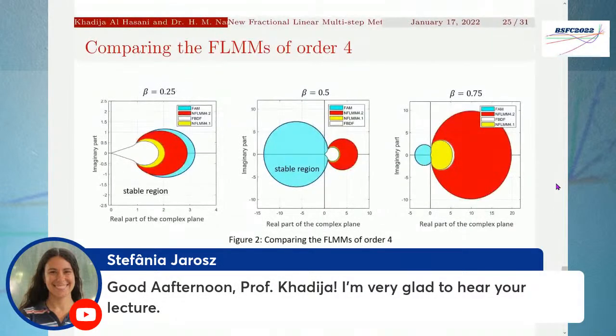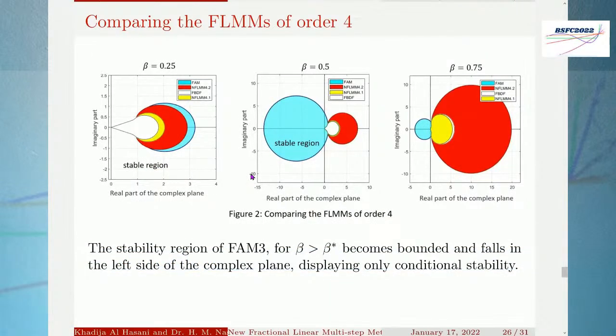And this graph shows the unstable region for the 4 methods for different values of beta. For this value of beta, for all 4 methods the unstable region is on the right side of the complex plane. And as beta increases, the 3 methods stay on the right side of the complex plane, while the fractional Adams-Moulton method becomes bounded and falls on the left side of the complex plane, displaying only conditional stability. As beta increases, the stability region of the fractional Adams-Moulton method becomes smaller, as we can see, while our methods and the fractional BDF stay on the right side of the complex plane and show unconditional stability for many values of beta.